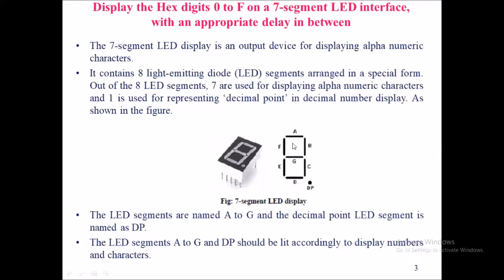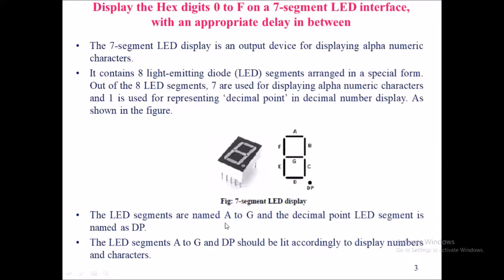Basically there are 7 segments, all arranged like this. For each and every segment there is a name given. This segment is called A, this segment is called B, here we have the C segment, and here we have the D segment. This segment is called E, this segment is called F, and the middle segment is called G. So this is how the 7-segment display is associated with alphanumeric characters.